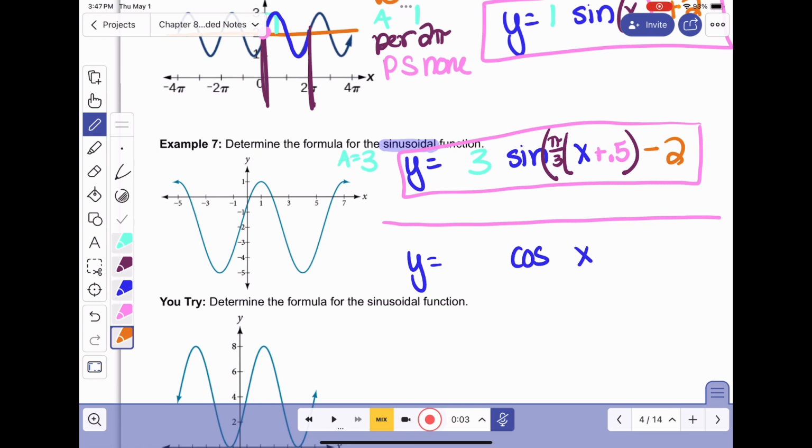So I'm going to find the midline. That part's exactly the same. I'm going to find the amplitude. That part's exactly the same. And I'm going to trace my cosine curve.